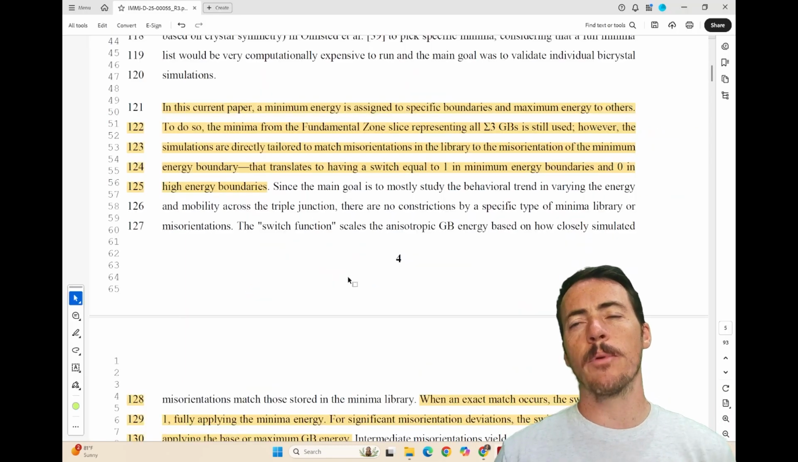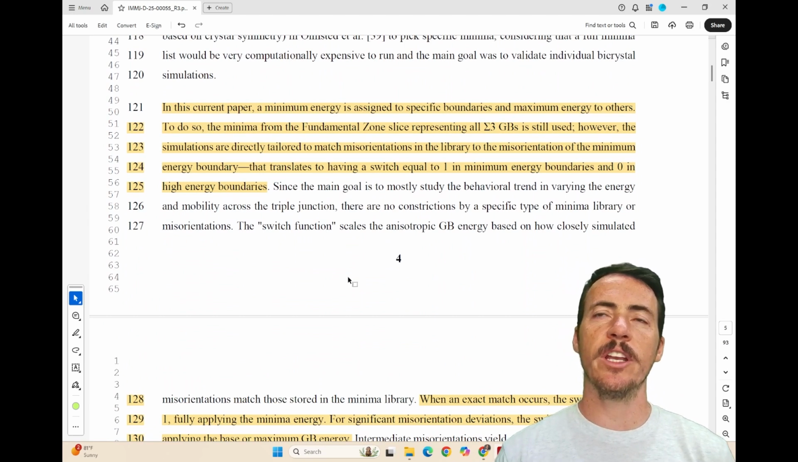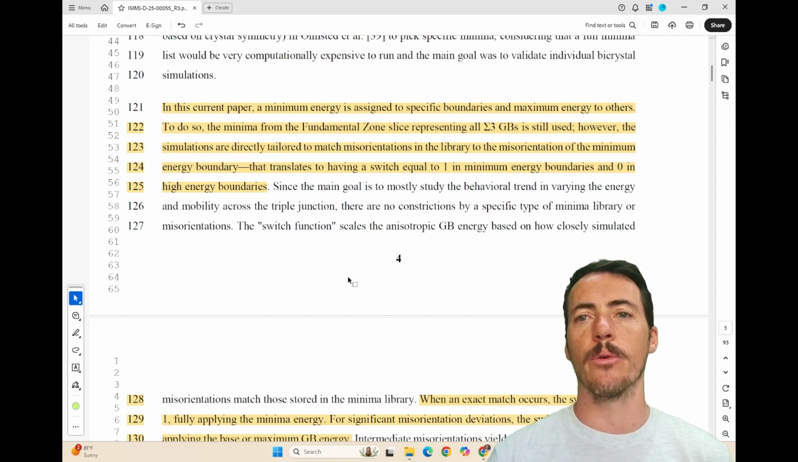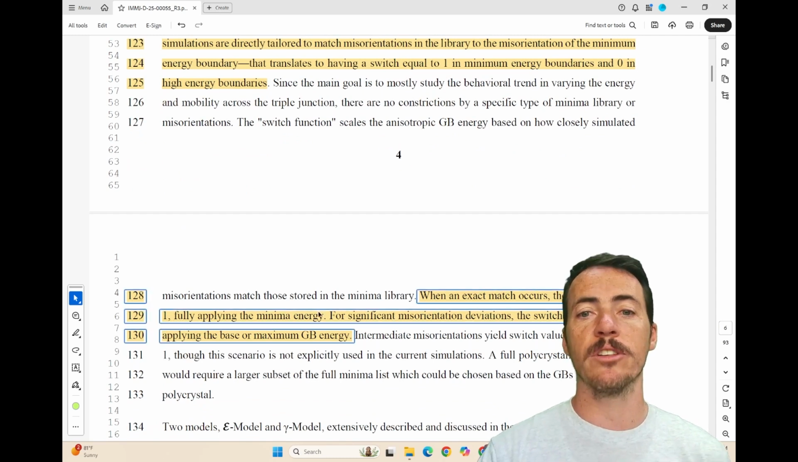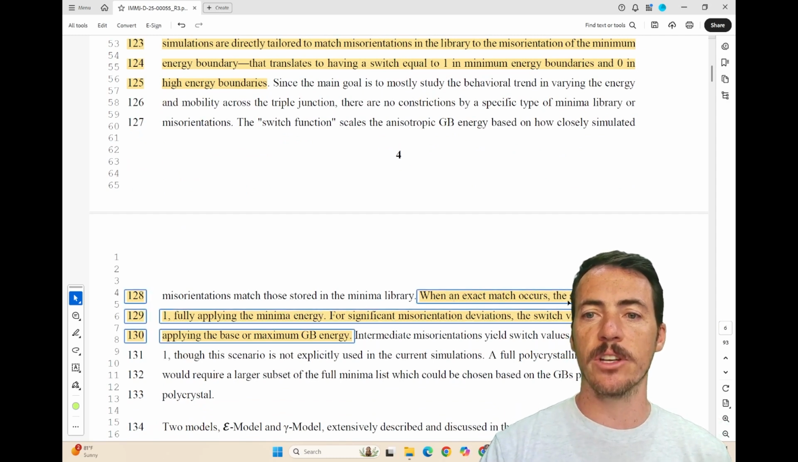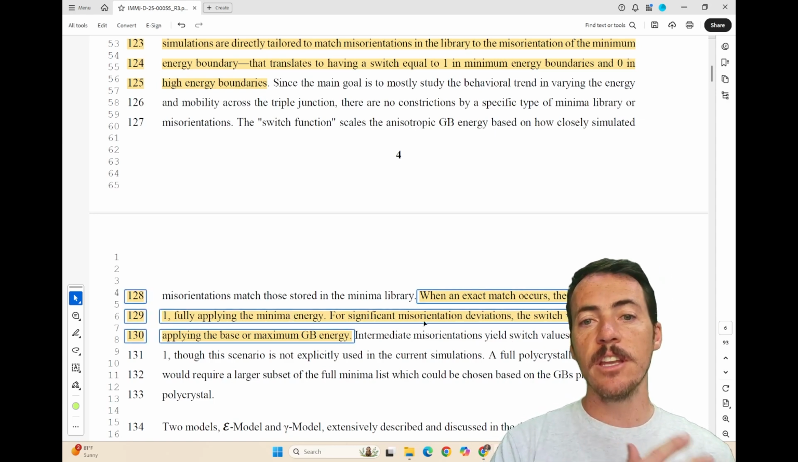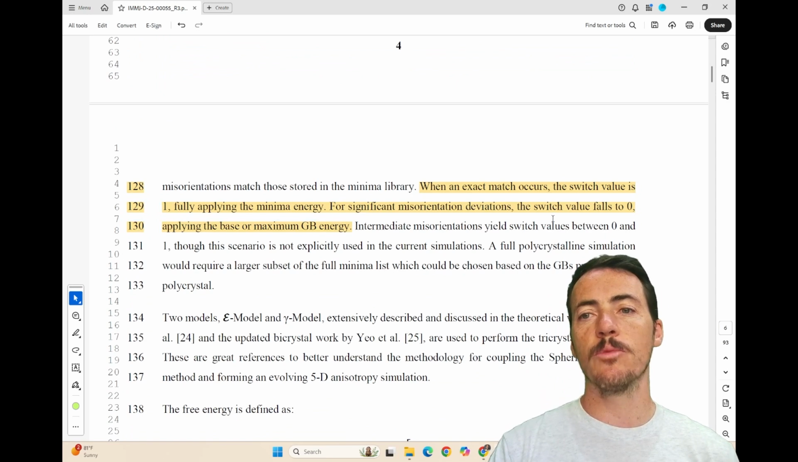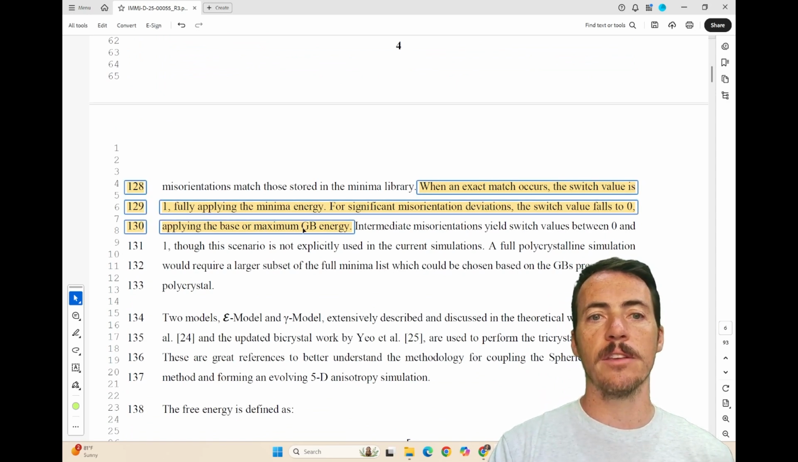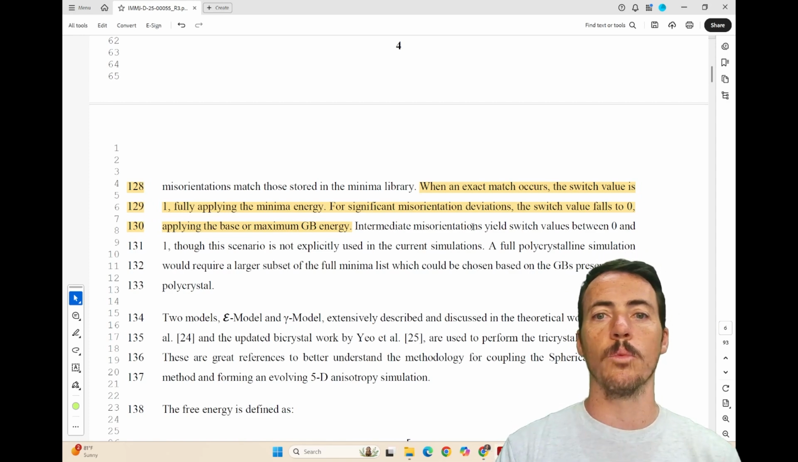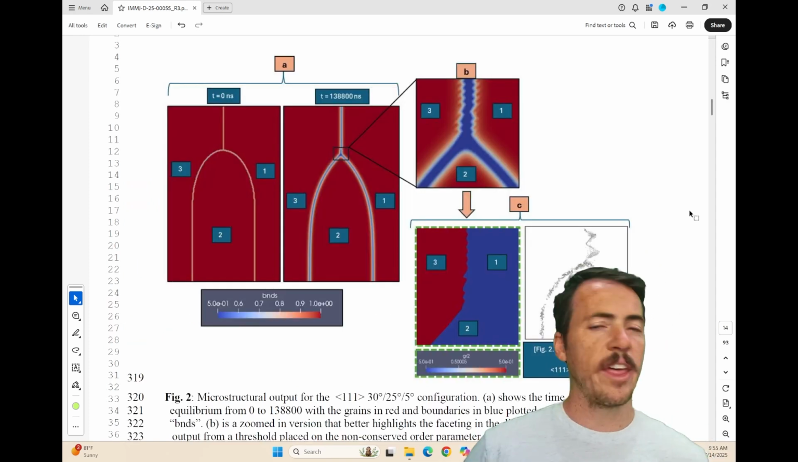One of the innovations in this paper, in how they use those libraries, is that they essentially created a switch function. We're going to do a calculation that allows us to say something is either similar or dissimilar to a known grain boundary orientation with its associated energy. So it's going to switch to 0 or 1, could potentially be values in between. It says when an exact match occurs, the switch value is set to 1, applying this minima energy. And if there's a significant misorientation deviation, then that switch value would fall to 0, applying the base or the maximum grain boundary energy. And it says obviously intermediate misorientations could be between 0 and 1, but that's not considered in the simulation.